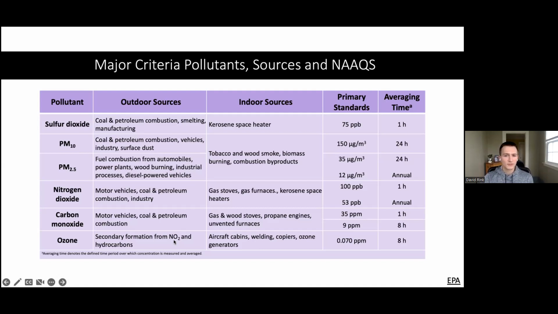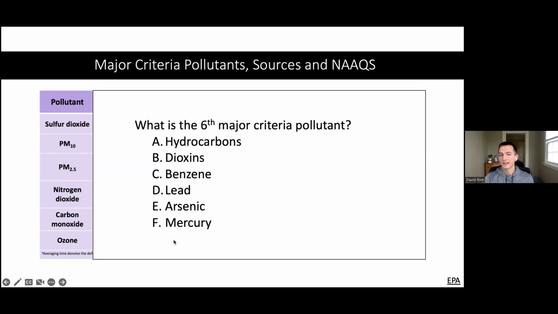I will say the majority of health effects research tends to be focused on particulate matter, which we classify generally into size of particulate matter, or PM10, PM2.5, and then ultrafine particles. And those measurements are in micrometers. And I'm curious if anyone has a guess as to what the 6th and final major criteria pollutant is. Throw some guesses here in the chat.